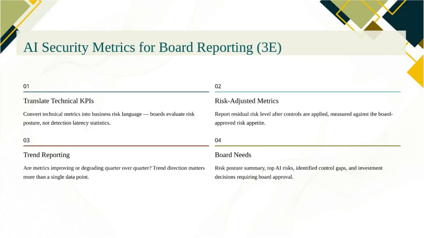That's board language. Risk-adjusted metrics show the residual risk level after controls are applied versus the organization's stated risk appetite. Trend reporting answers the question the board actually cares about. Are things getting better or worse quarter over quarter? And investment decisions about the AI security program should be grounded in the control gaps and risk exposure you're presenting, so the business case is built into the reporting.